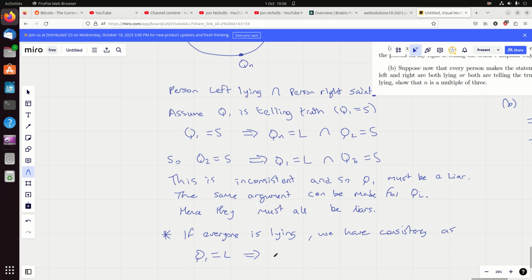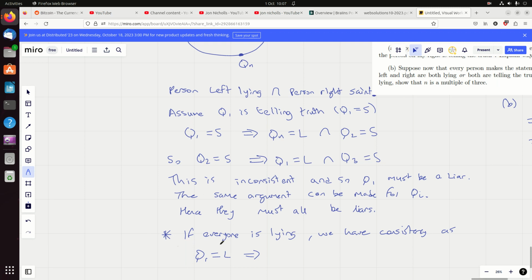then if he's lying about the person on the left lying and the person on the right being a saint, what is the opposite of this? How could this be a lie? It could only be a lie if, well, there are actually three ways this could be a lie.